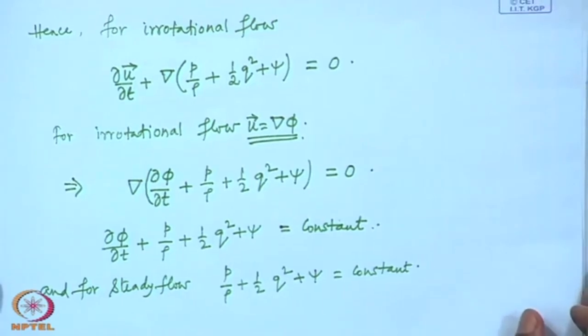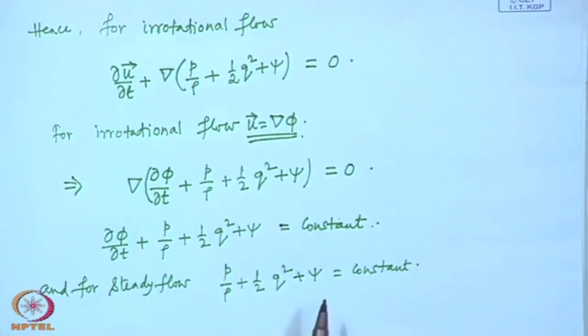and particularly in many aerodynamical applications, this psi which represents the potential force, and in most aerodynamical flow problems, this body force comes from the gravitational force. And in this case, this psi is the gravitational potential energy per unit mass, that is simply g z, where g is gravitational acceleration.